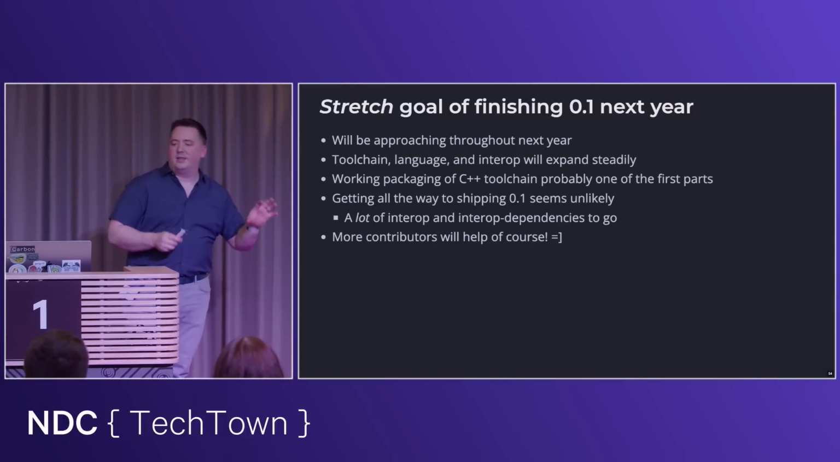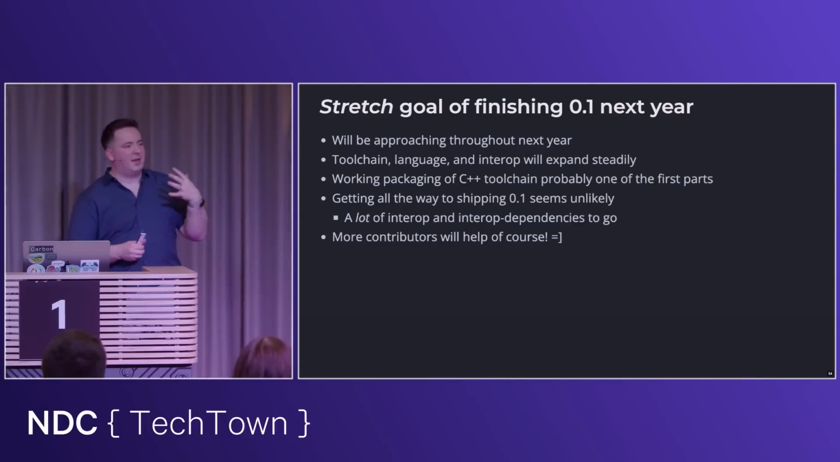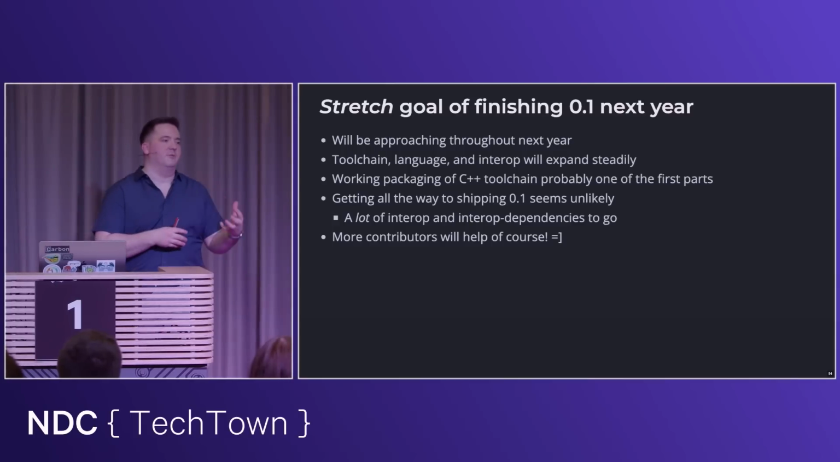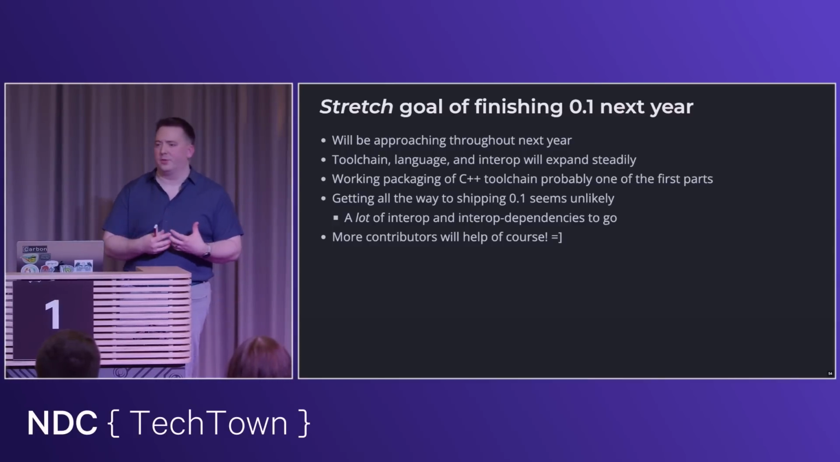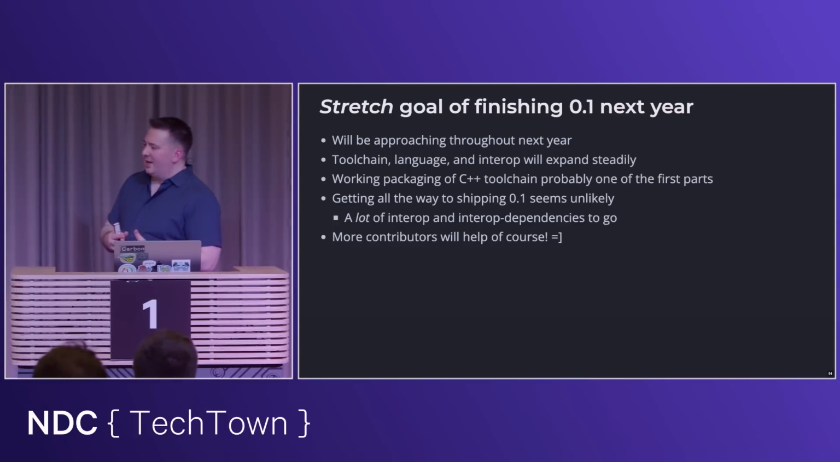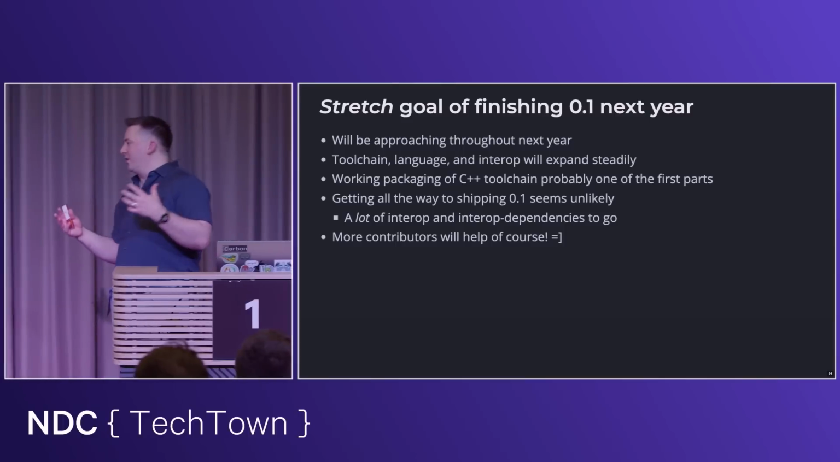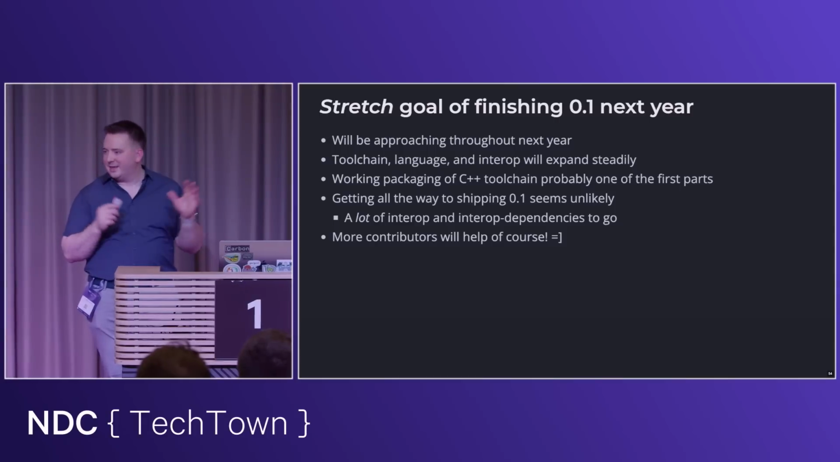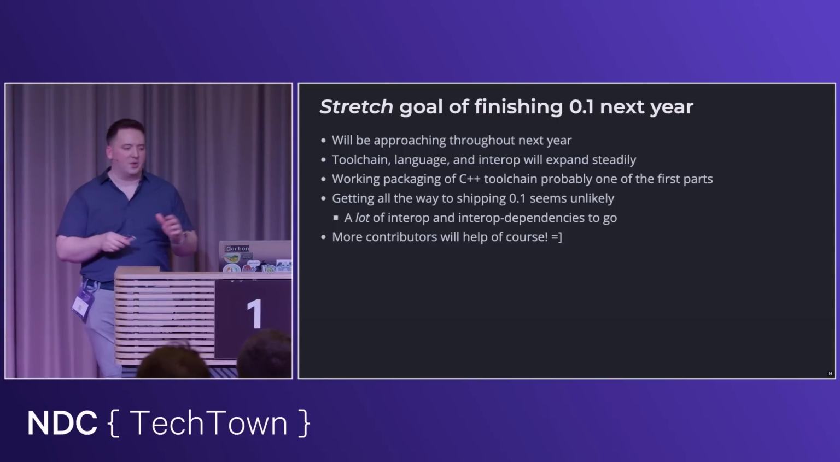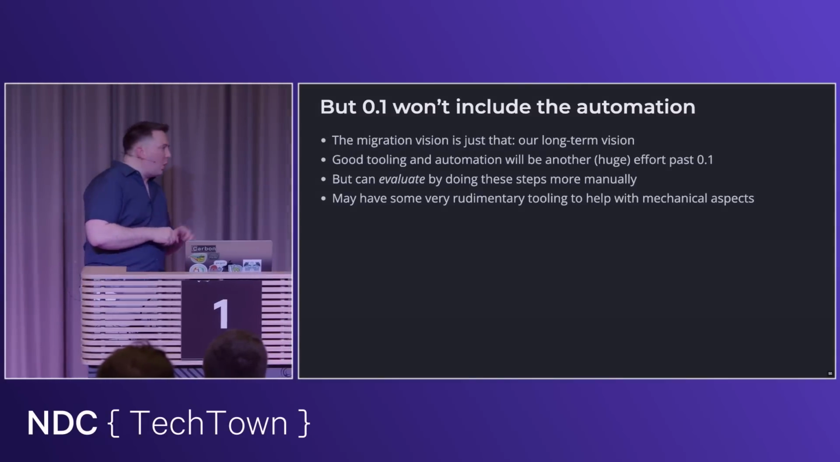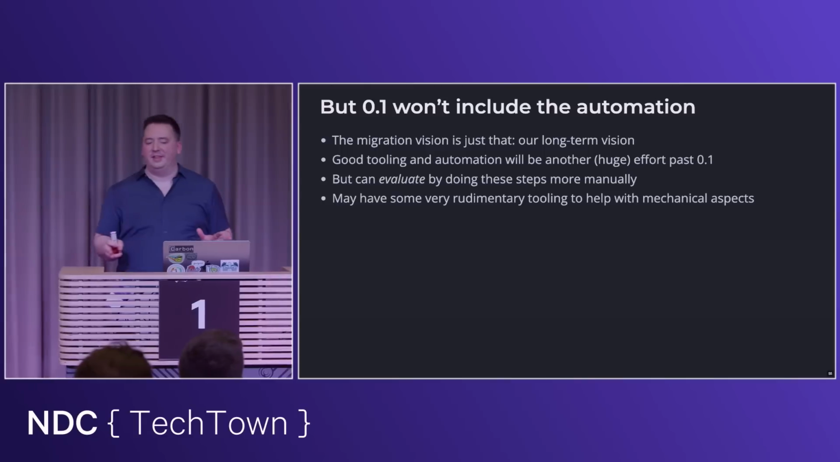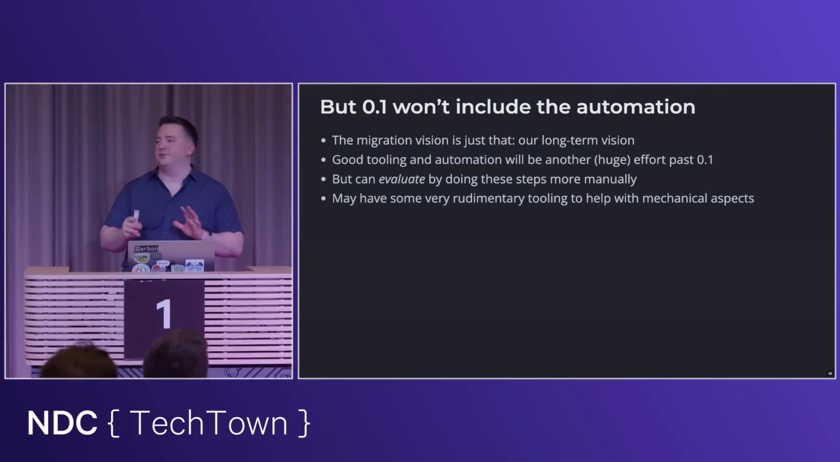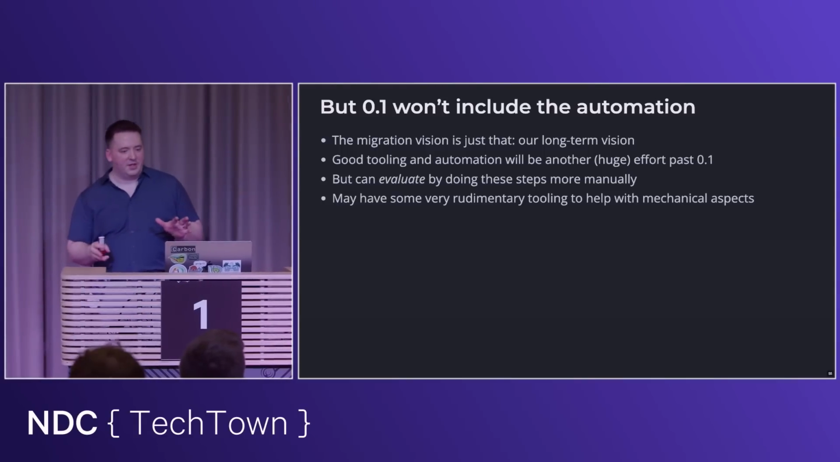I think there's just a lot of interop and a lot of dependencies of interop in the language that we're going to have to sort through in order to finish 0.1. Of course, the thing that always helps us is more contributors, but we're making pretty steady progress at this point, and I think we're going to get there, if not next year, very shortly after. But 0.1's not going to include all of this lovely automation, right? The vision is really just a long-term vision.